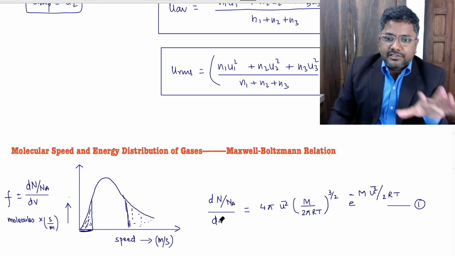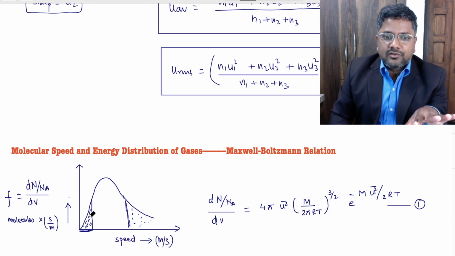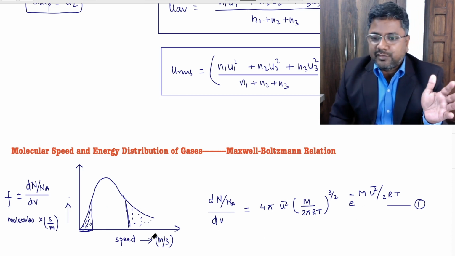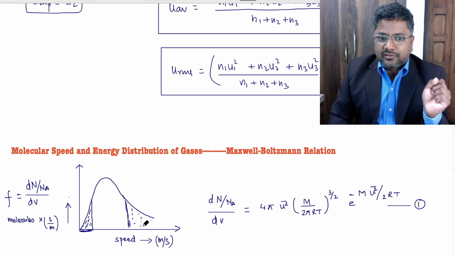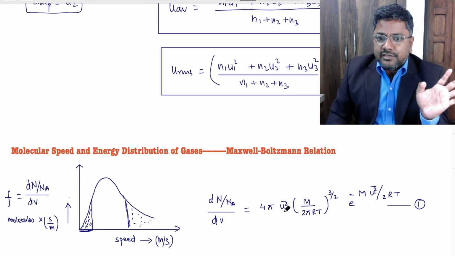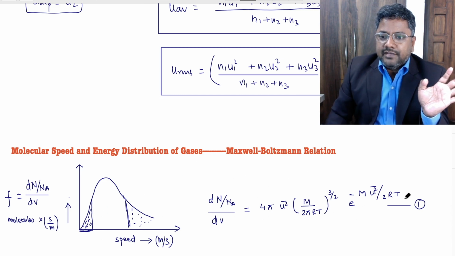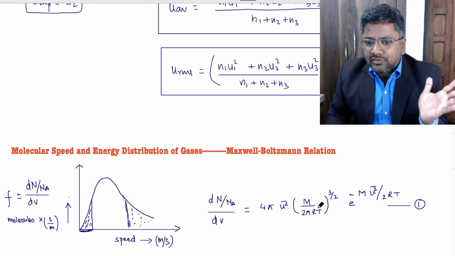Now we can justify this statement that a fraction of molecules have less energy, a fraction of molecules have high energy or high speed, and the maximum number of molecules are in between. See here, there are two terms which are very important at a given temperature. At a given temperature, T is constant, R is constant, M is the molar mass, it is also constant. So 2R, T, M, 2 pi, 4 pi, all these are constant.